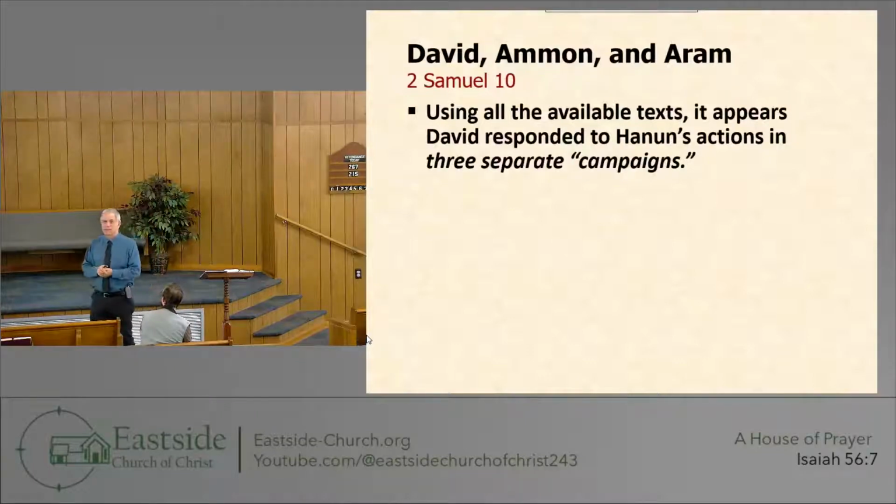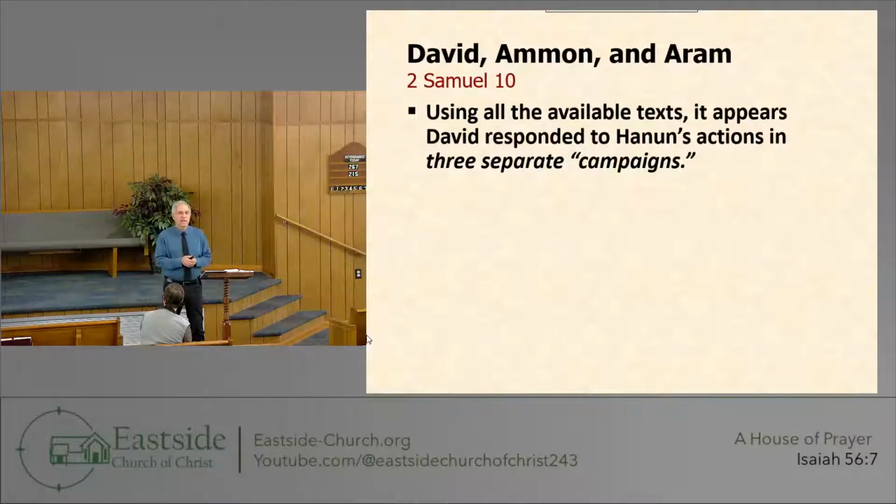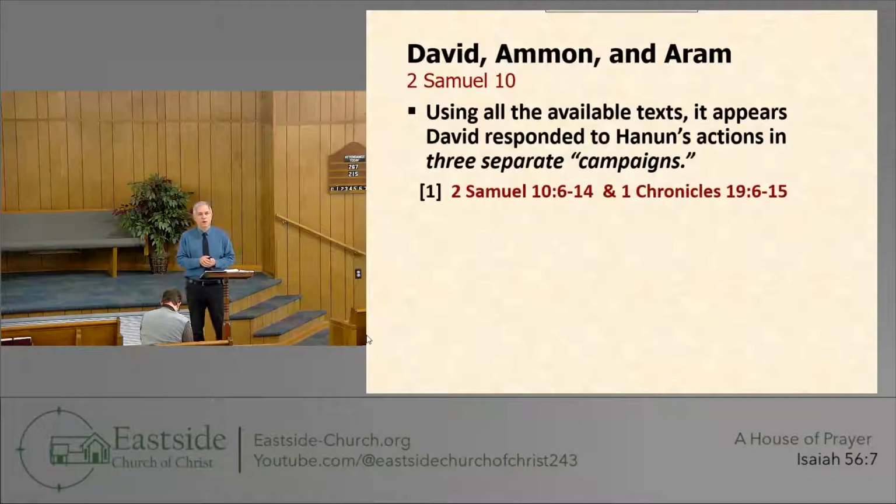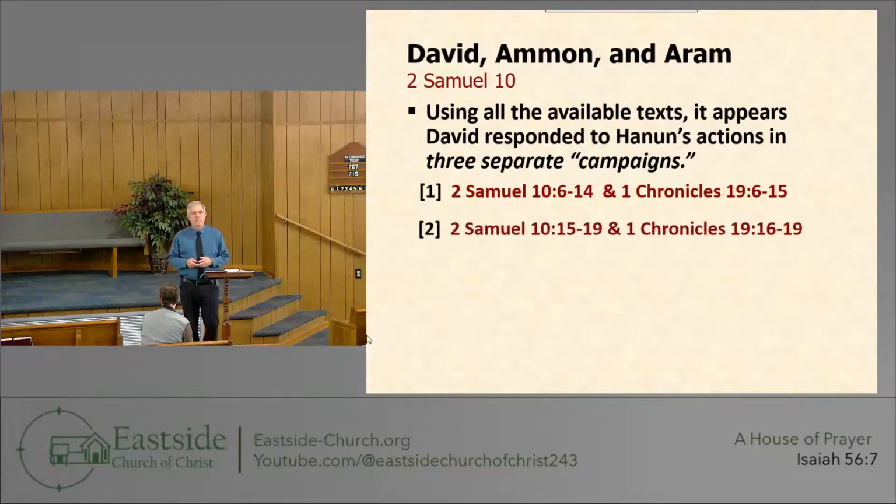But this war is going to be somewhat protracted. You don't necessarily get that right out of the text in 2 Samuel, but comparing some of the texts, both in 2 Samuel and 1 Chronicles, there must have been 3 separate campaigns that David makes against first the Ammonites and then those who are in league with them. And the first of those is found here in the middle of 2 Samuel 10. Then you have the last part of 2 Samuel 10, you have another campaign.